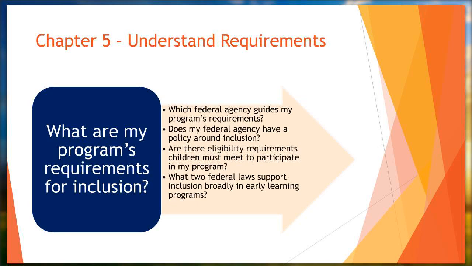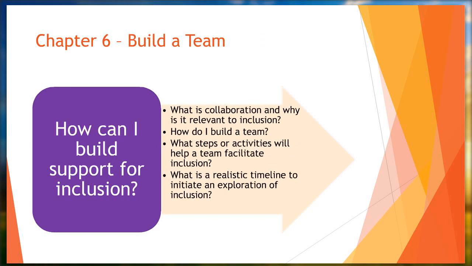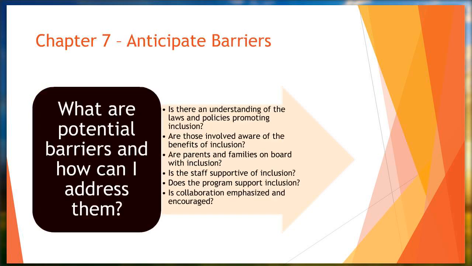We take a closer look at program requirements for early care and learning programs in Chapter 5, and there are several pages of resources that are noted here according to program. And then in Chapter 6, we present a systematic plan leaders can use to build support for inclusion. So this chapter includes a timeline for this work, and that is because change in learning does not happen overnight. It takes time. Finally, in Chapter 7, we list potential barriers and strategies that might help you anticipate or overcome them.